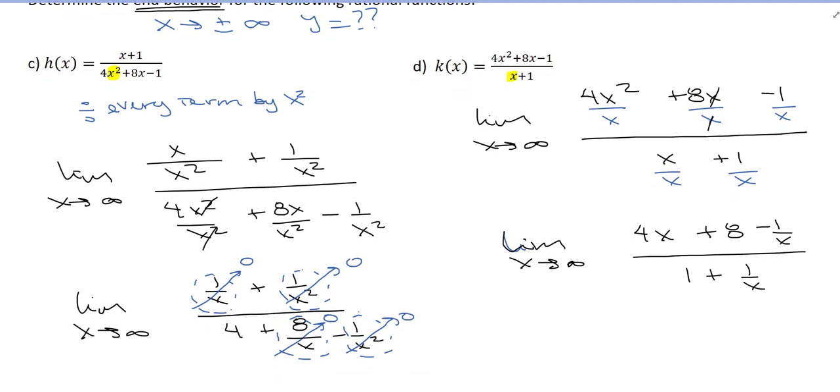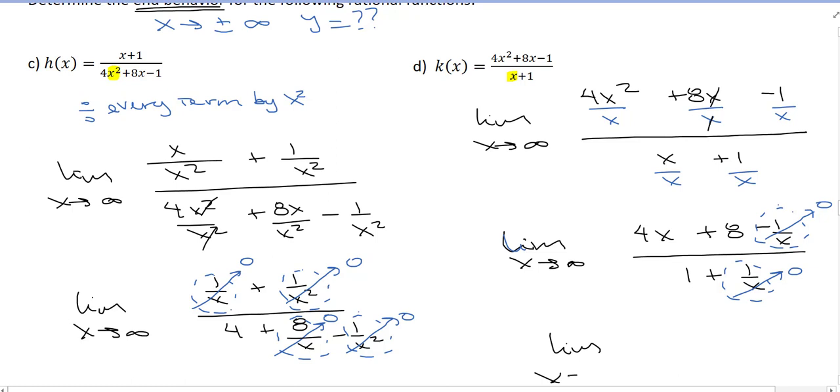So anything that has an x in the denominator, so this guy and this guy, are going to be going to 0, right? X getting arbitrarily large means, again, think 100, 1,000, 1 million. 1 over 1 million is going to get really, really close to 0. So those are going to 0, but these are staying, right? So it looks like I'm left with the limit as x goes to infinity of 4x plus 8 over 1, so I don't need to write that.